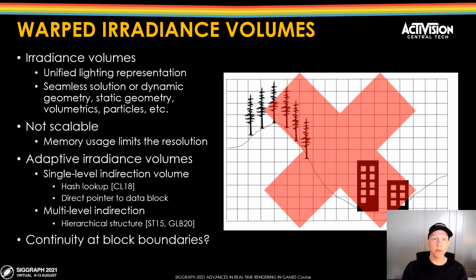But using a dense volume is not scalable, since the memory usage quickly limits the volume resolution that we can use. So the usual solution in this case is to use some sort of adaptivity, where the adaptation mechanism can be based on either a single or multi-level spatial hierarchy, or maybe a hash lookup. In any case, I think some care must be taken to ensure that the reconstruction is continuous at block or hierarchy boundaries. And while this is not difficult to do, it can add some computational or a memory overhead, depending on how you implement this during the reconstruction.